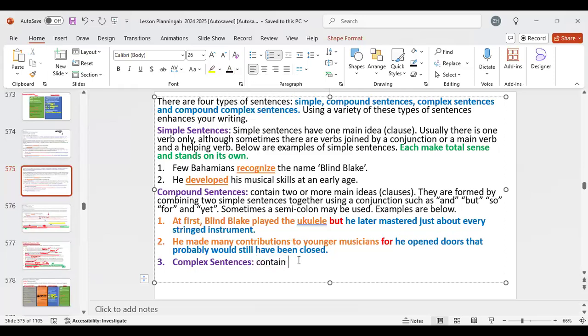Mr. Petit, is number 3 supposed to be by complex sentences? It's supposed to be, and I suppose a number 1, 2, and 3, but I'm not gonna do that.